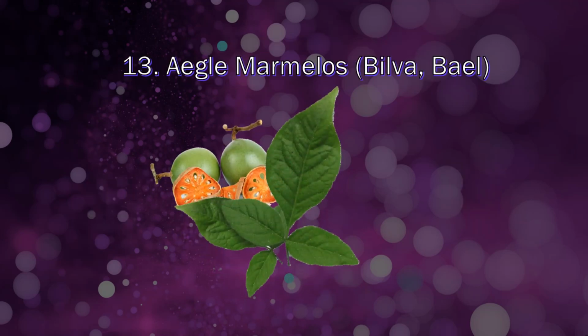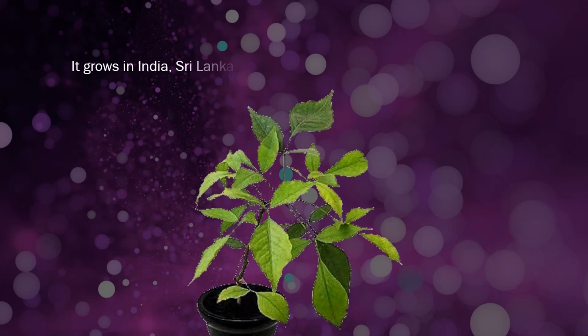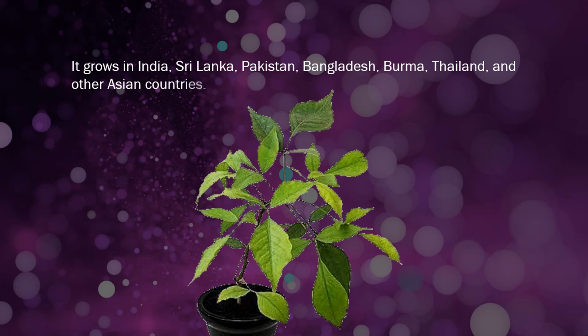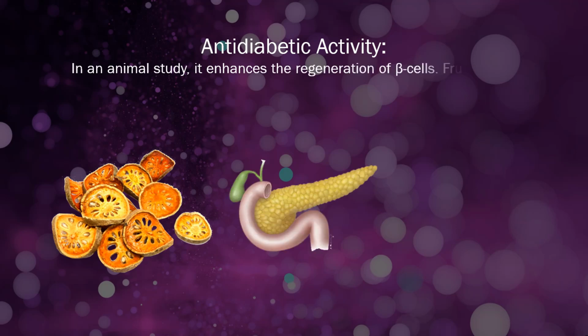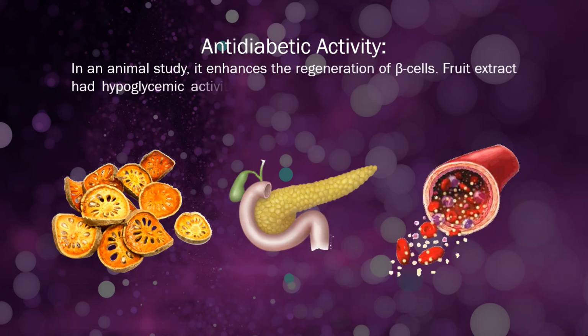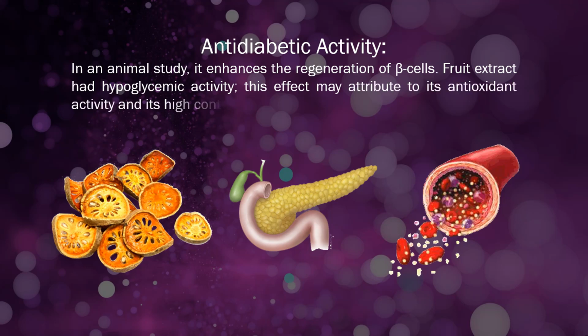13. Aegle marmelos, bilwa, bael. It is grown in India, Sri Lanka, Pakistan, Bangladesh, Burma, Thailand and other Asian countries. Anti-diabetic activity. In an animal study, it enhances the generation of beta cells. Fruit extract had hypoglycemic activity. This effect may be attributed to its antioxidant activity and its high content of active constituents.